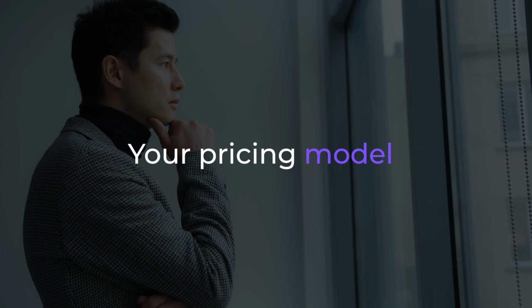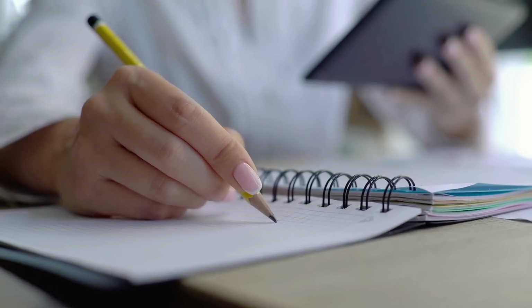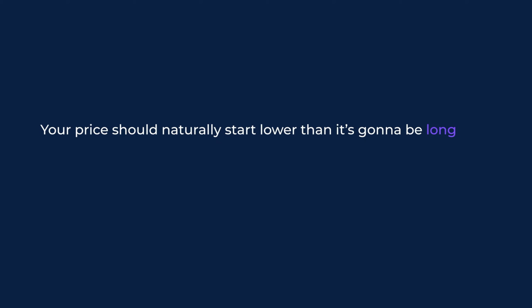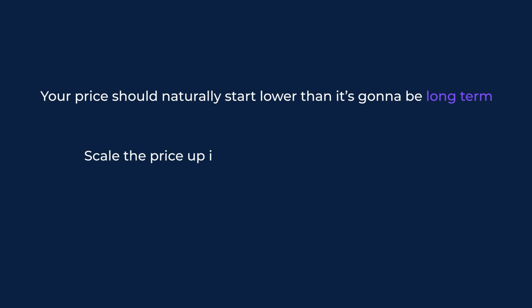So the next thing to think about is your pricing model. And really pricing it wrong means no one's going to sign up, but pricing it right means you're going to maximize sales, right? And to really look at what makes sense, what is probably going to be the budget of your target audience, what are some other products and services or competitors in the marketplace, and what are their price points? And really think of it like this, right? Your price should naturally start lower than it's going to be long term, and you'll scale the price up in line with feedback and improvements and updates.